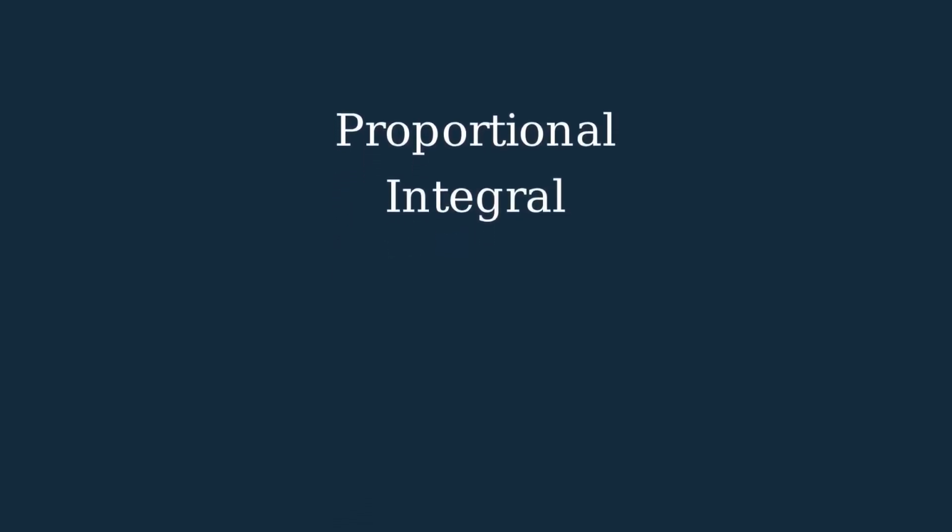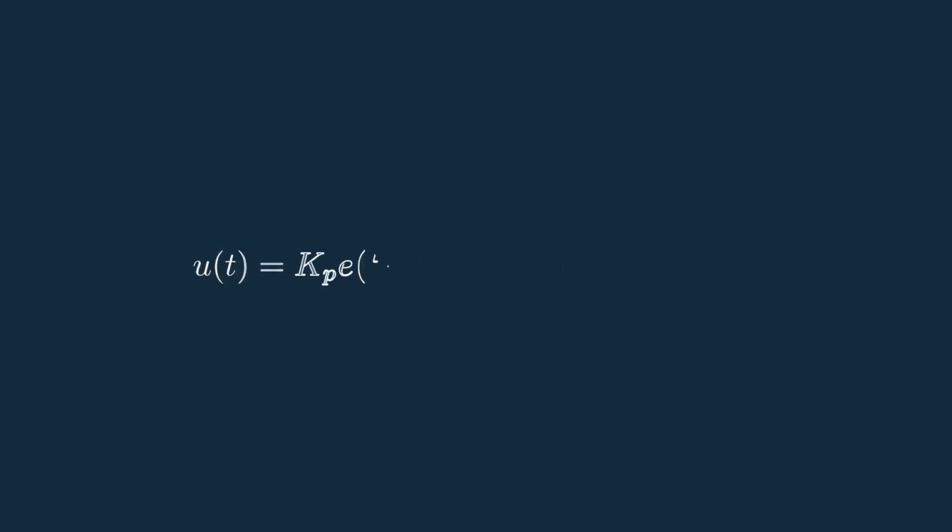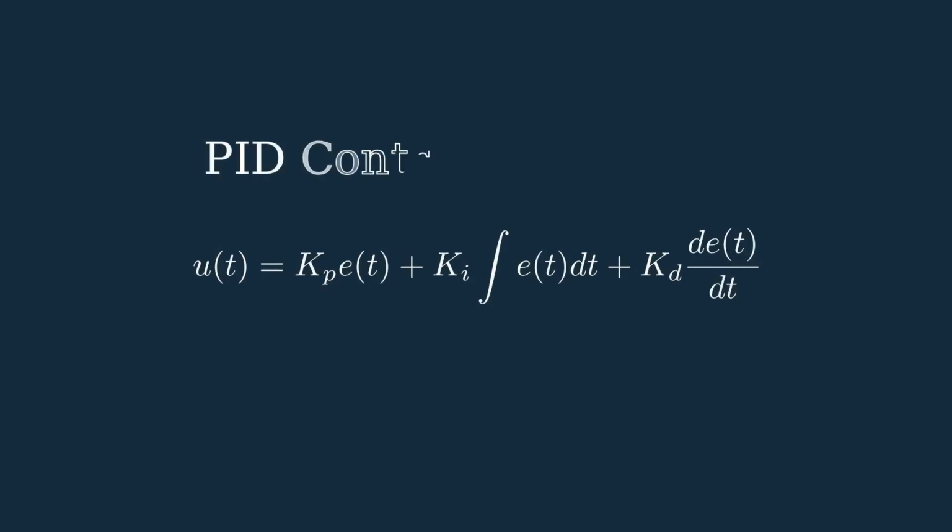PID is an acronym that represents the three components that make up the controller: the proportional, integral, and derivative components. The mathematical formulation of the PID controller can be seen here. As the name suggests, the proportional component is just a multiplication of the error, the integral component is an integration of the error, and the derivative component is the derivative of the error over time.